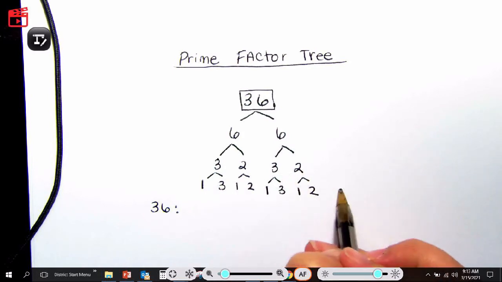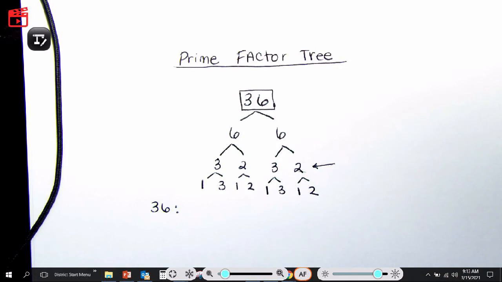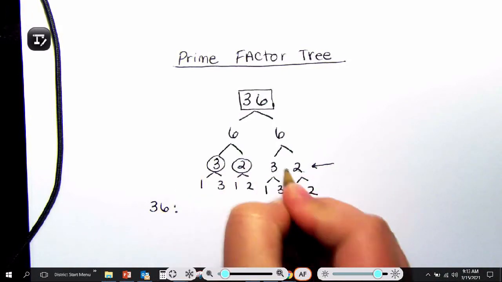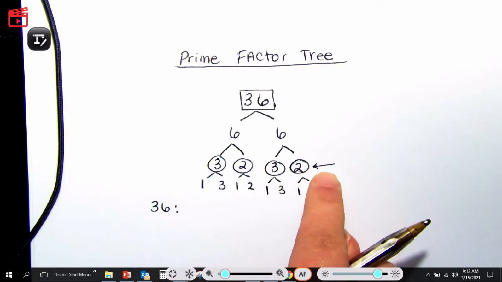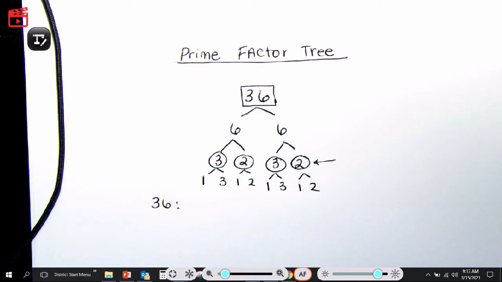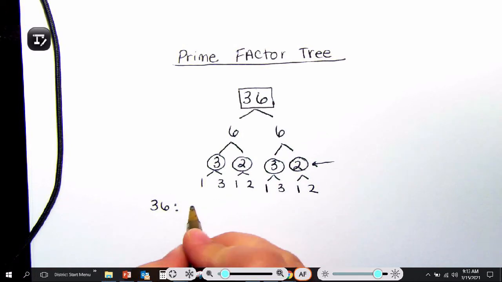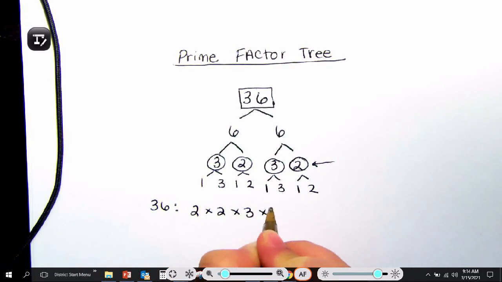Sometimes they'll have you continue. I'm probably going to have you stop here because I don't want you to get confused. But once you get a prime number, you're going to circle it. Even though we continued here, this is when we got our prime number, so I'm going to circle those. So our prime factors of 36 are 2 times 2 times 3 times 3.